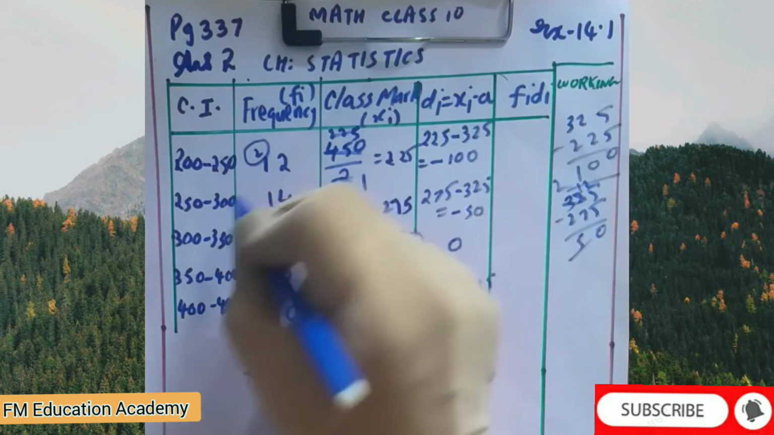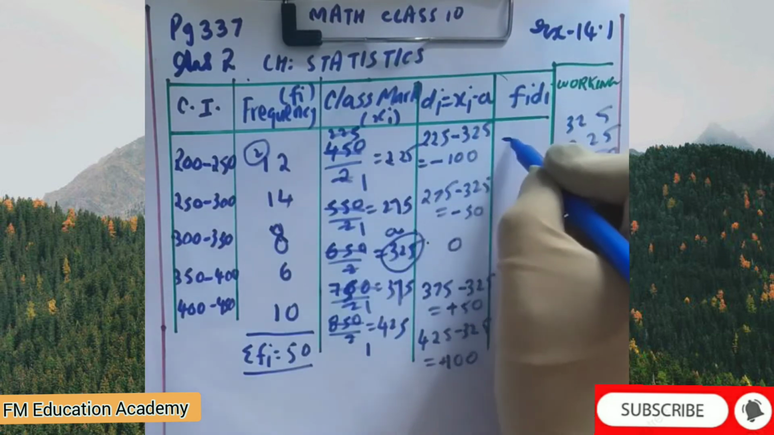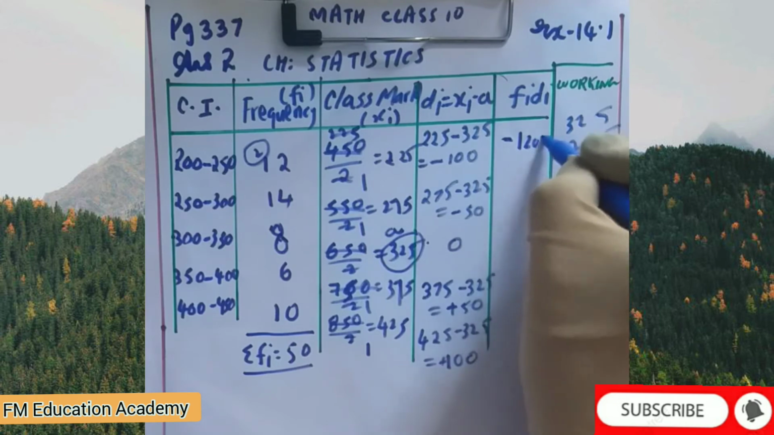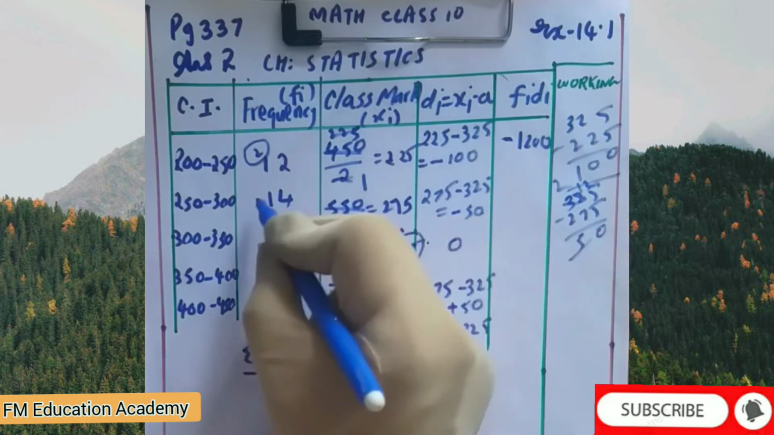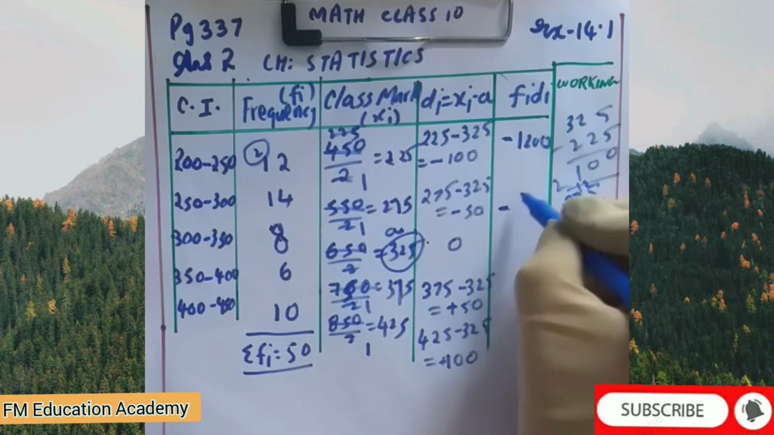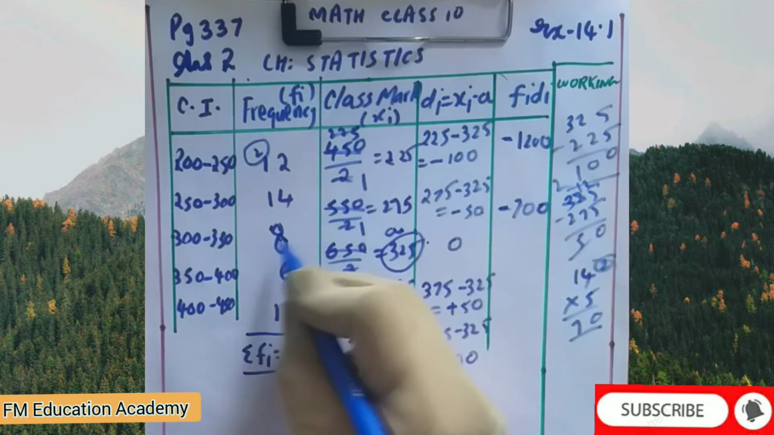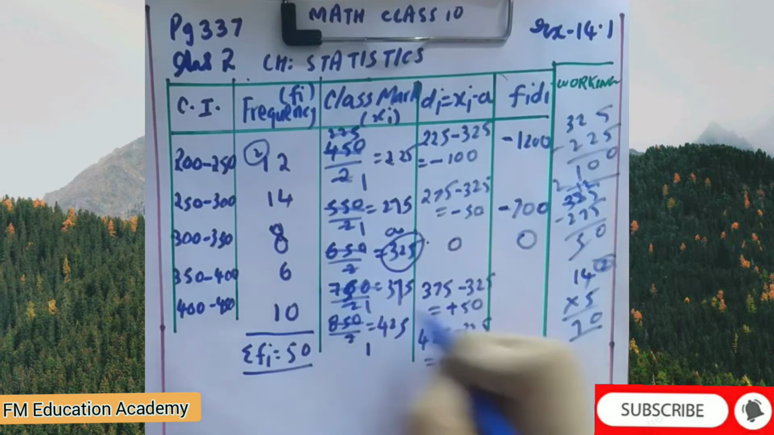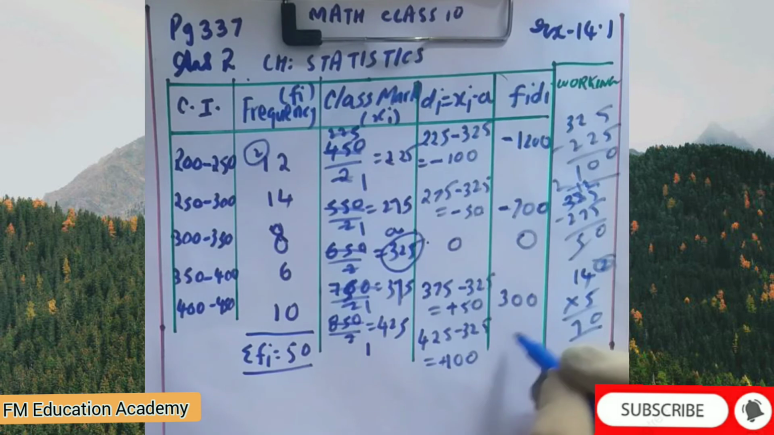Now find out fi into di. What is fi? 12. What is di? Minus 100. So minus into plus is minus. 12 into 100 is 1200. Next, 14 into minus 50. Again, minus into plus is minus. 14 5s are 70. So minus 700. Next, 8 zeros are 0. 6 50s are 300. So plus 300.